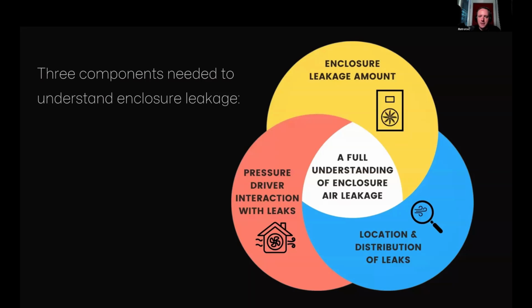So this yellow here, that enclosure leakage amount, that's our blower door number. That's how leaky the house is. That's what we're talking about today. But that just tells you how leaky it is. It doesn't tell you where those leaks are, how they're distributed throughout the house, or how the HVAC system interacts with them. It doesn't tell you any of that. It just gives you that one number.